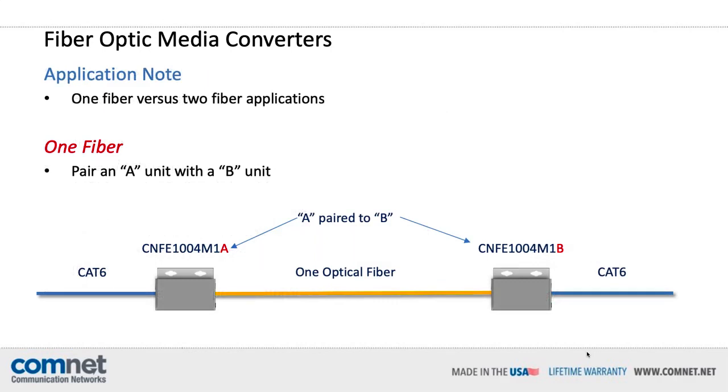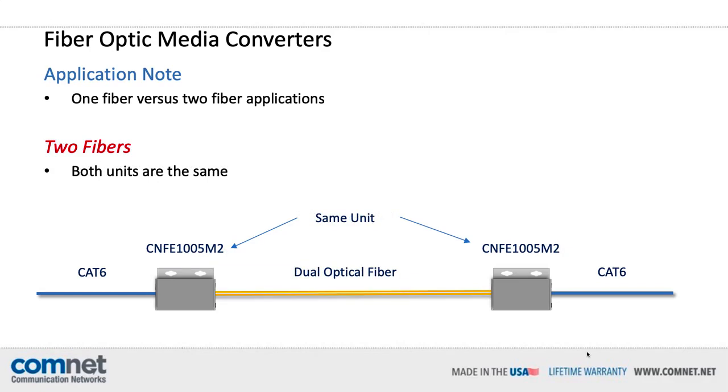One application note to consider with fiber optic media converters is pairing appropriate units. When using just one fiber between the transmitter and the receiver, you should pair an A unit with a B unit. The model number will tell you which it is. When you are using duplex optical fiber between transmitter and receiver, both units are the same model number.